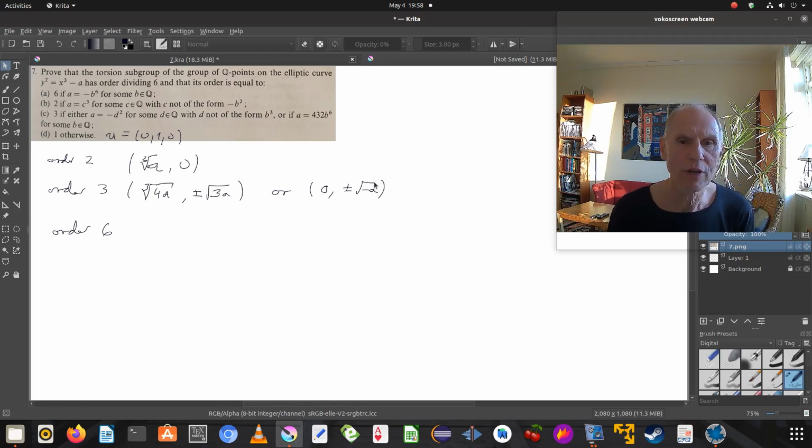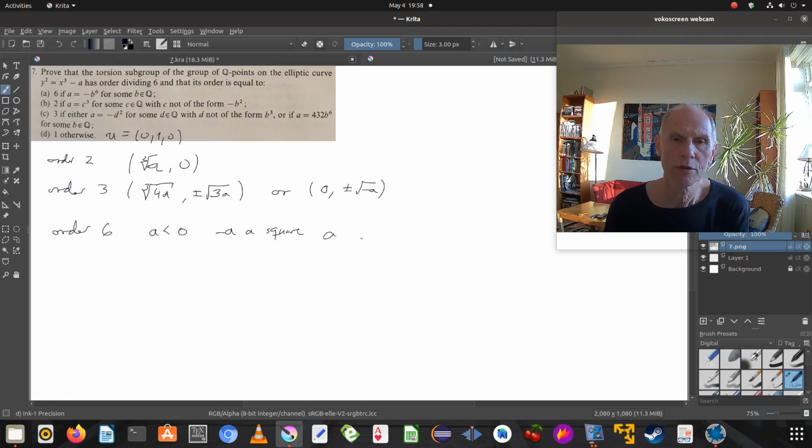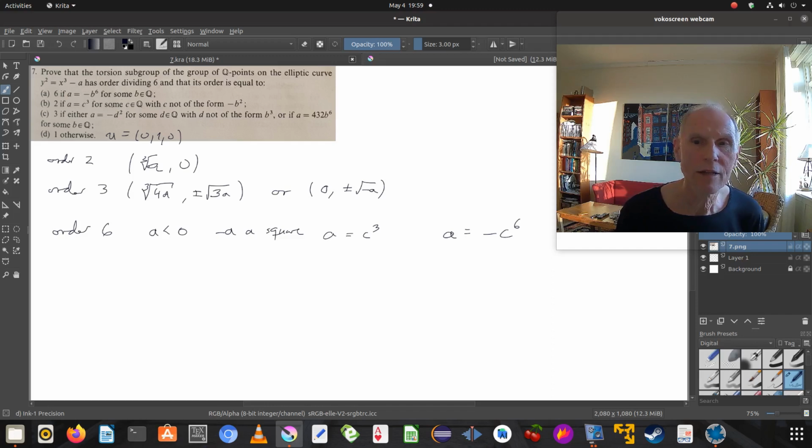So we have to have a negative minus a square and a itself a cube, but then minus a is a cube as well. And that is each prime occurs an even number and a multiple of 3. So that means that a must be equal to minus c to the 6th. And they say b, all right. So we don't need to check that.